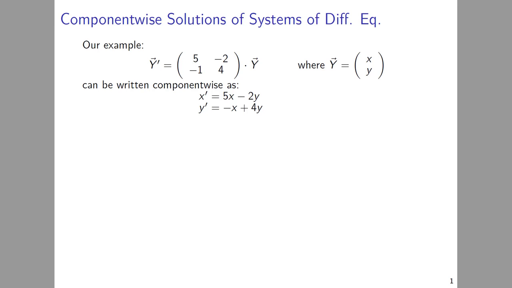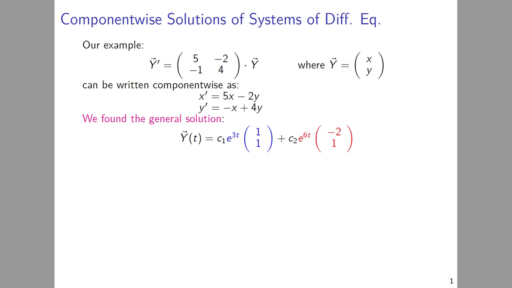And once we wrote this system of differential equations in its matrix representation, we were able to find the general solution y of t equals c1 e to the 3t times [1, 1] plus c2 times e to the 6t times [-2, 1], where 3 and 6 were the eigenvalues of A, and [1, 1] and [-2, 1] were the associated eigenvectors. But what about the scalar functions x of t and y of t?